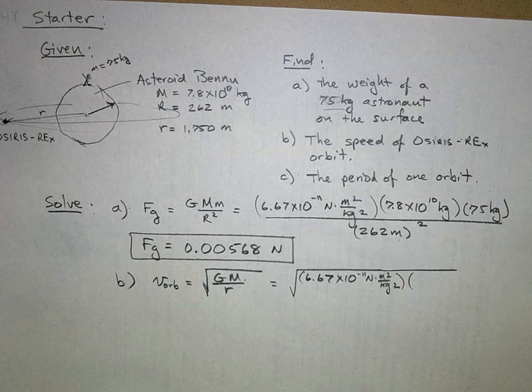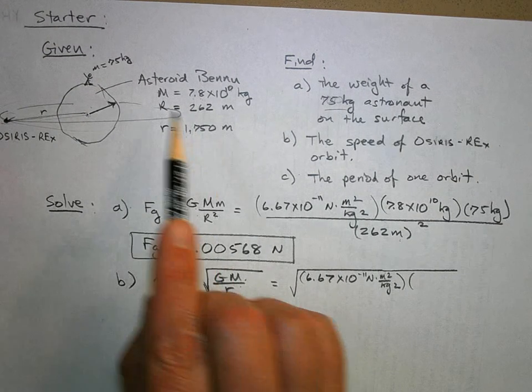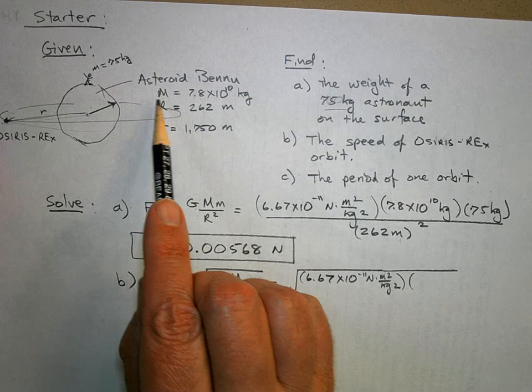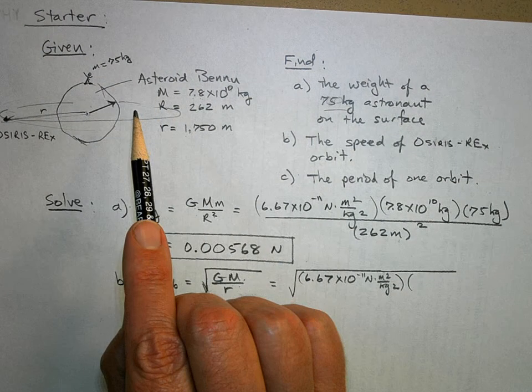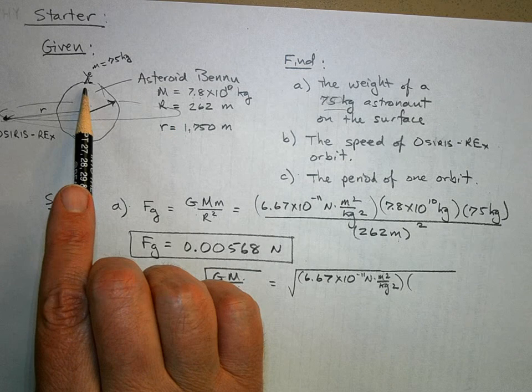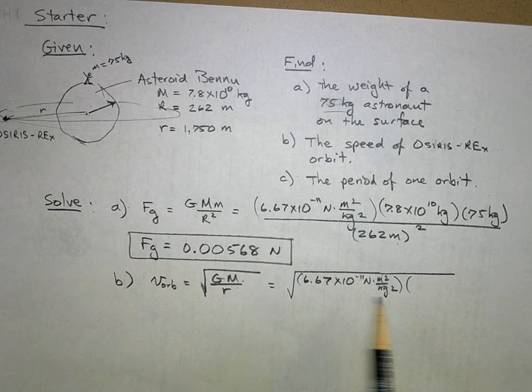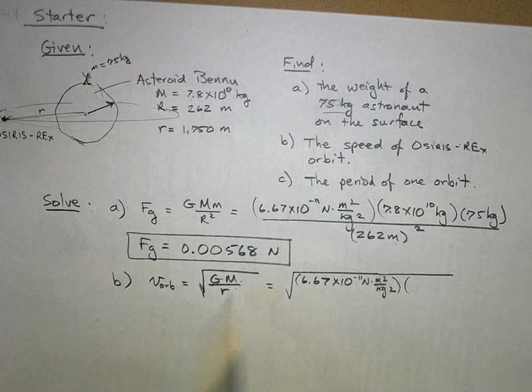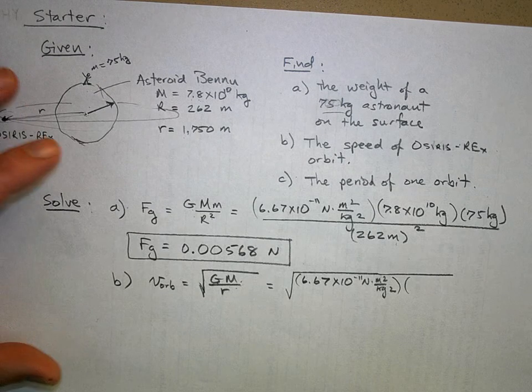Now you have two masses given. You've got the mass of the asteroid and the mass of the astronaut. Which one should I use? The asteroid.